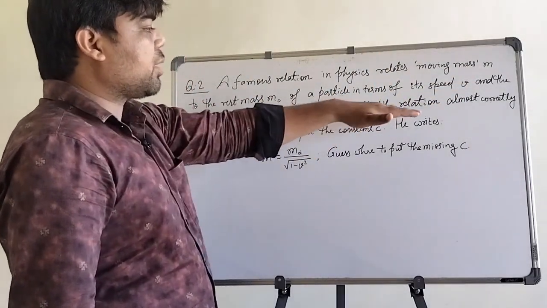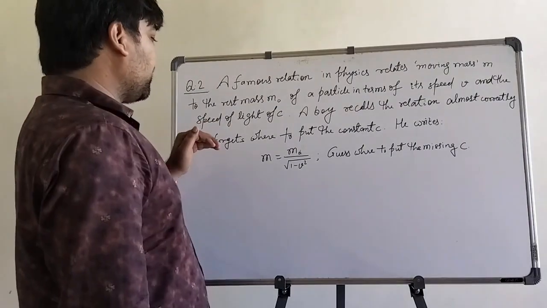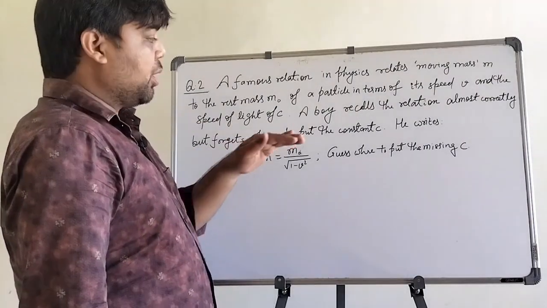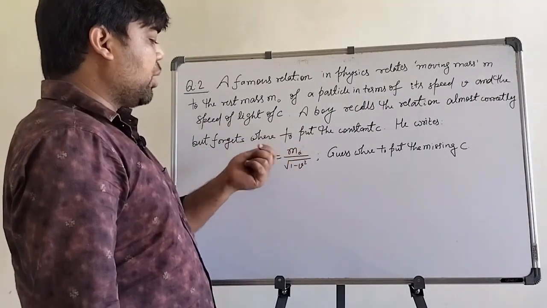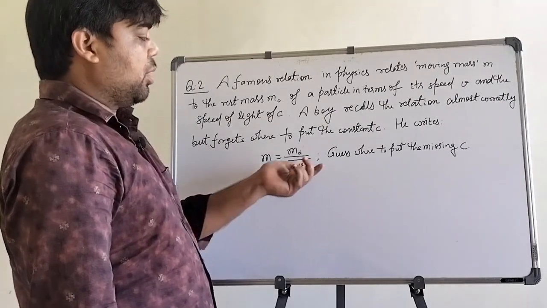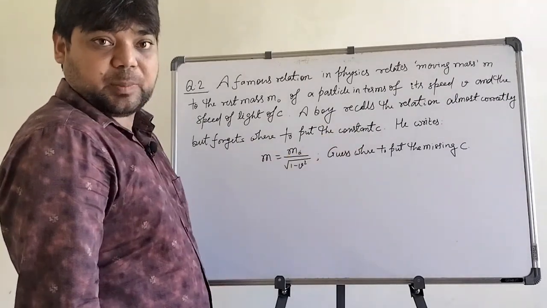A boy recalls the relation almost correctly but forgets where to put the constant c. He writes m equals m naught divided by root 1 minus v square. Now guess where to put the missing c.